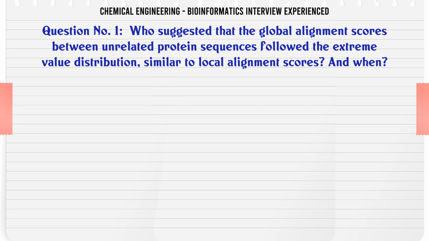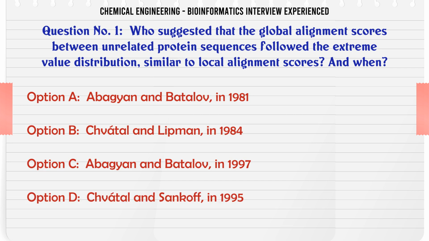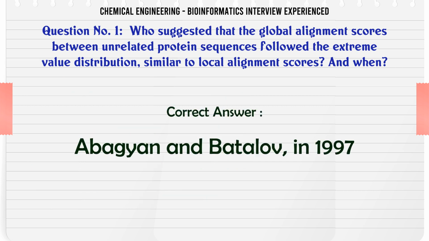Who suggested that the global alignment scores between unrelated protein sequences followed the extreme value distribution, similar to local alignment scores, and when? A. Abagyan and Butlov in 1981. B. Ch. Vital and Lipman in 1984. C. Abagyan and Butlov in 1997. D. Ch. Vital and Sankoff in 1995. The correct answer is Abagyan and Butlov in 1997.